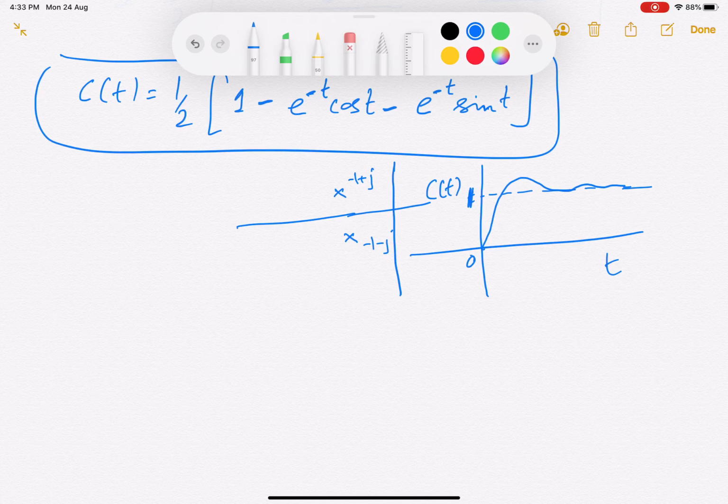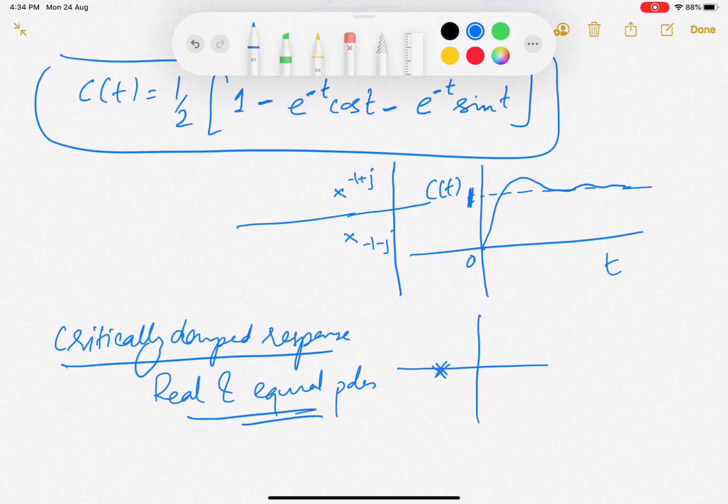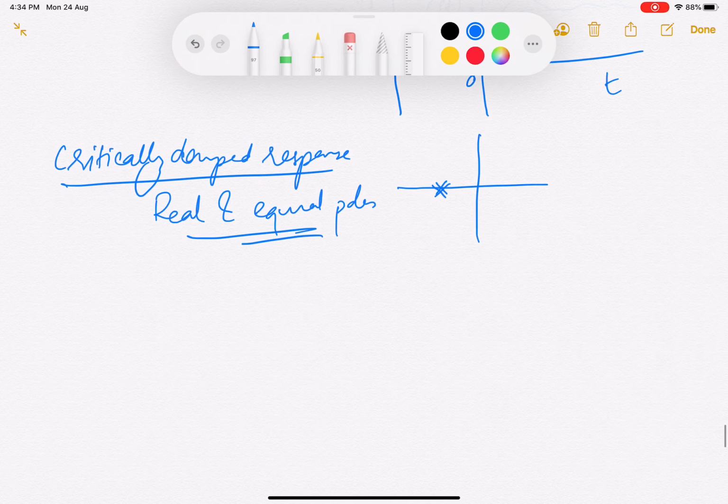The last type of response is called the critically damped system. Critically damped response is actually present when your poles are real and they are equal. So this is for real and equal poles, right? So if you have real and equal poles, what is going to happen?